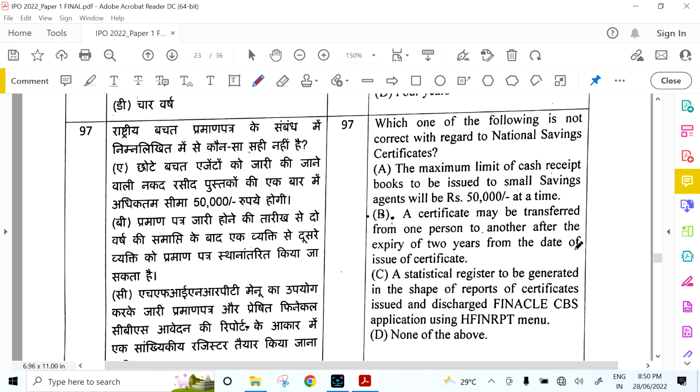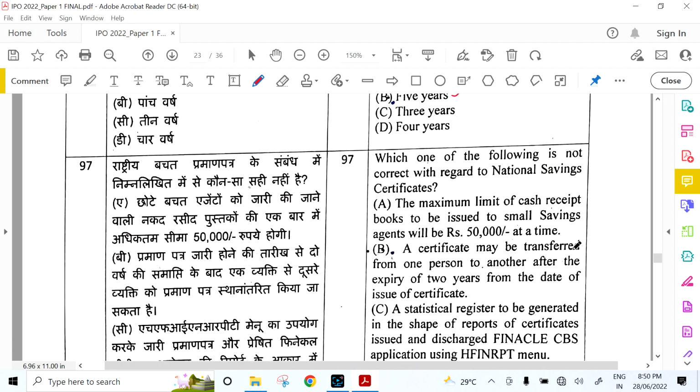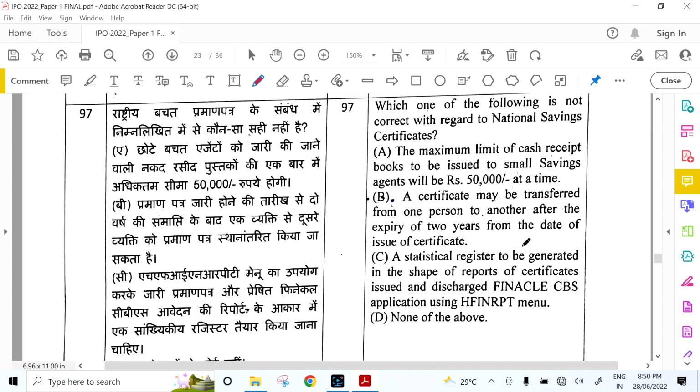Which one of the following is not correct with regard to National Savings Certificate? The maximum limit of cash receipt to be issued to small savings agents will be 50,000 at a time. A certificate may be transferred from one person to another after expiry of 2 years from the date of issue of certificate. A statistical register to be generated in shape of reports of certificates issued and discharged in Finacle CBS application through HFIN PT menu. None of the above. It is B.